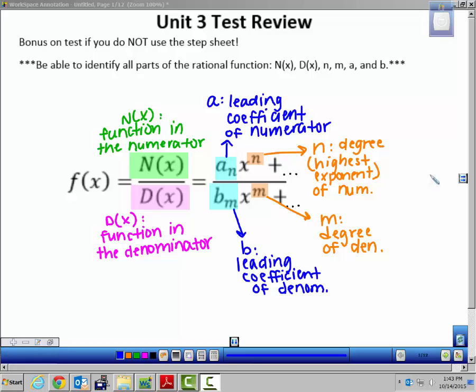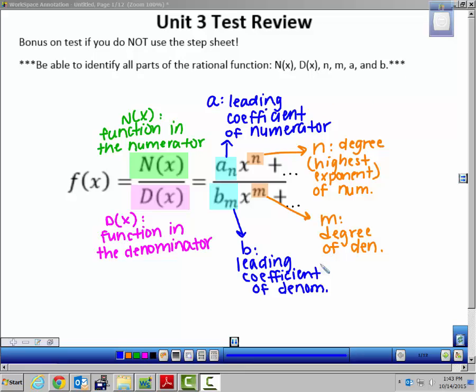Alright, this is the review for our Unit 3 test, which covers 2.5 and 2.6, rational functions, and our nonlinear inequalities. A couple of reminders: I told you if you don't use the step sheet with the 8 steps to graphing the rational function, you'll get 10 bonus points on the test. And this comes directly from our 2.5 notes.